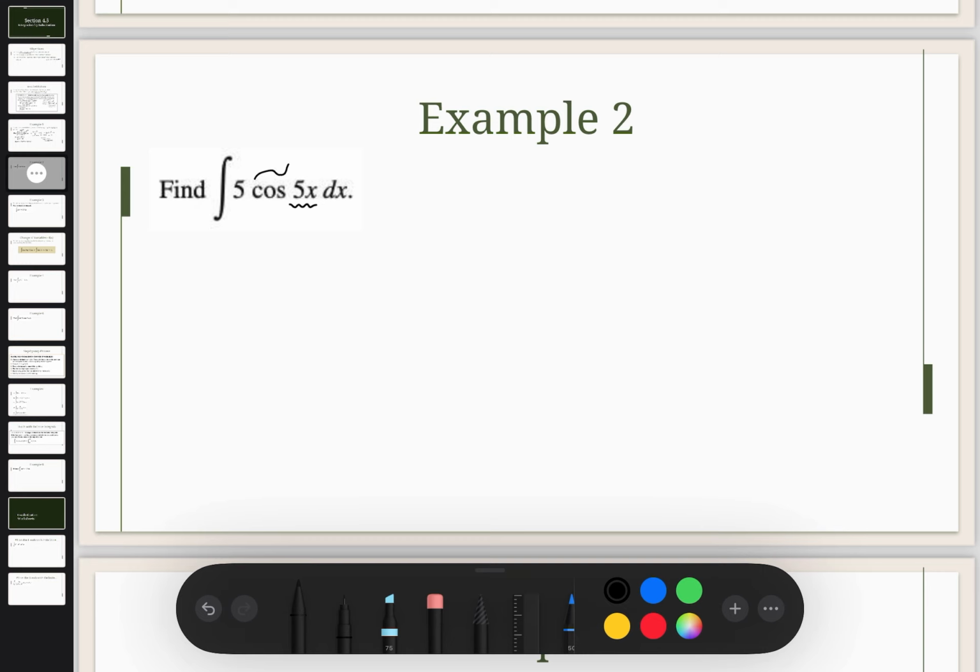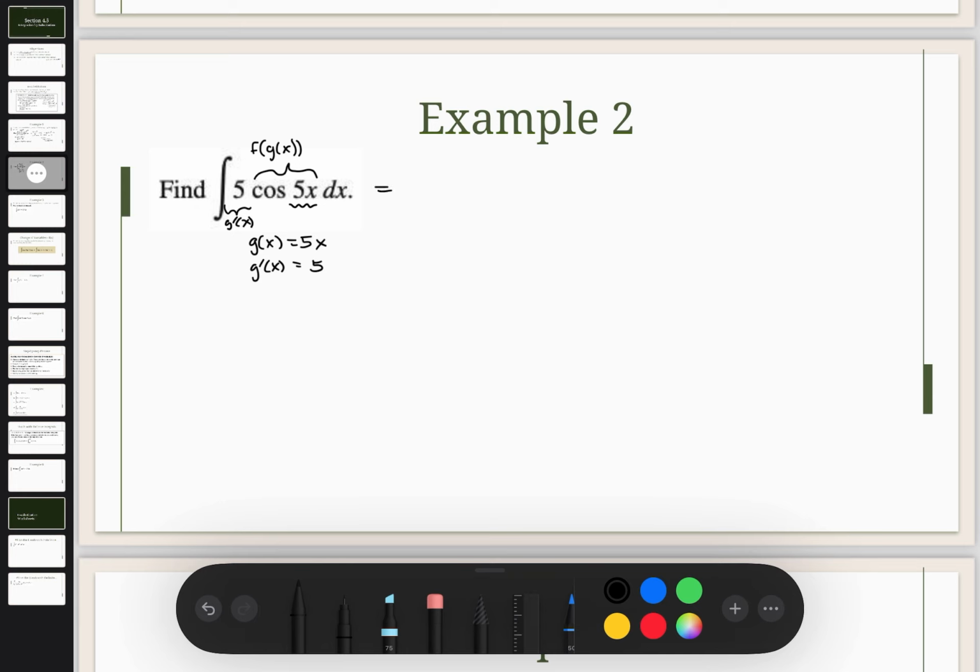So this part right here, that is our f of g of x. My g of x function, I'm going to say is 5x. So what would g prime of x be? That's just 5. That's exactly what I'm seeing over here, g prime of x. So see this pattern? It's a composite function times the derivative of the inside function. That's the pattern you're looking for.